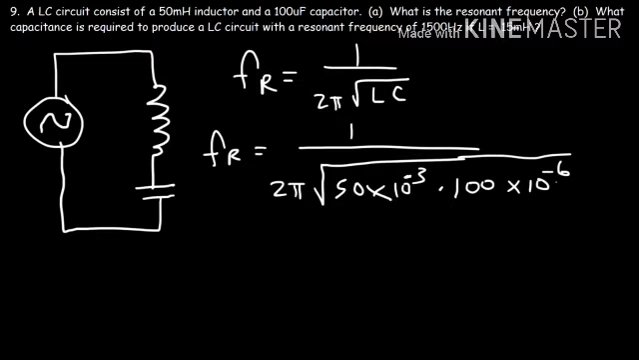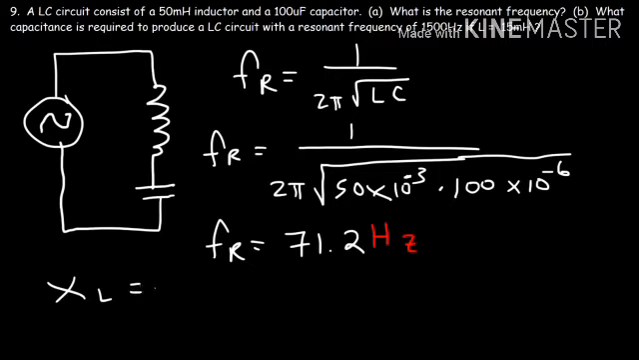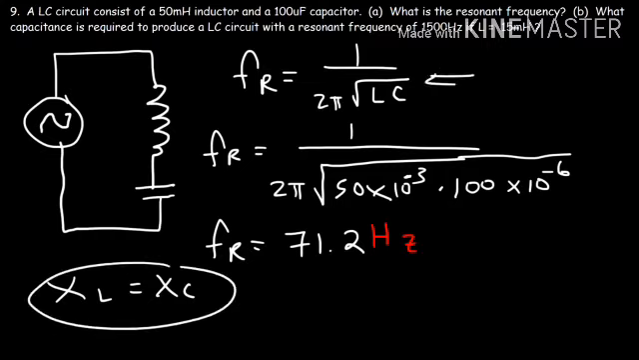If you take the square root of that and then multiply it by 2 pi, you should get 0.01405. And if you raise it to the negative 1 power, this will give you the resonant frequency, which is about 71.2 hertz. Now keep in mind, at the resonant frequency, XL is equal to XC. The inductive reactance is equal to the capacitive reactance. And in fact, using this expression, you can derive this equation.